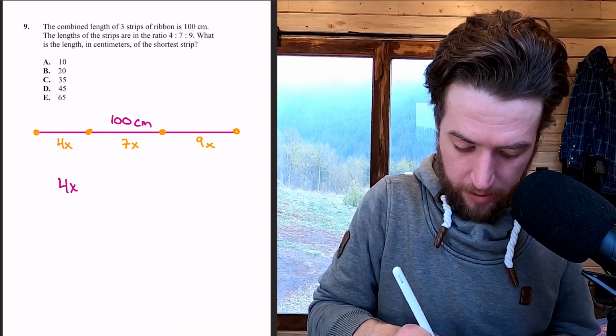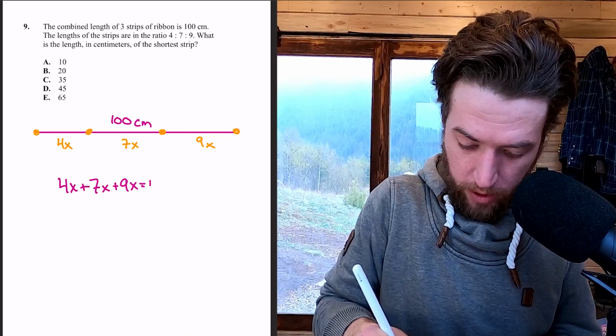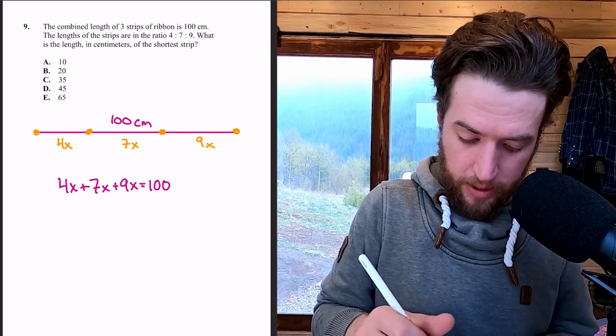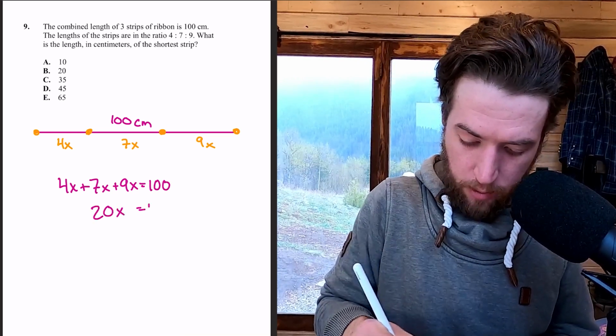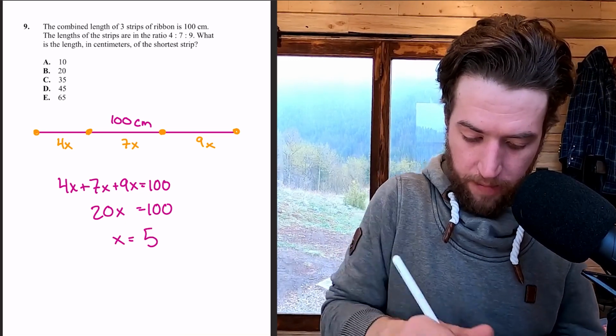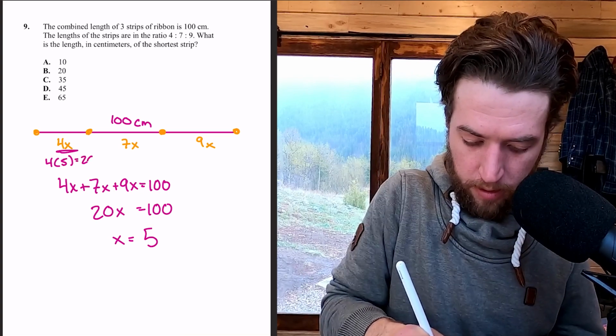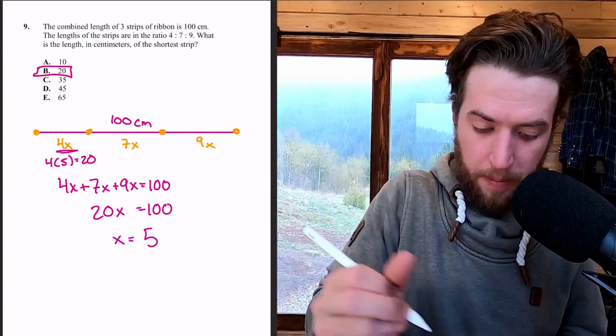So 4x plus 7x plus 9x equals 100 total. So that's 20x equals 100 total. So x is 5. And if x is 5, then 4 times 5 is 20. So the shortest length is 20. Answer B. All right.